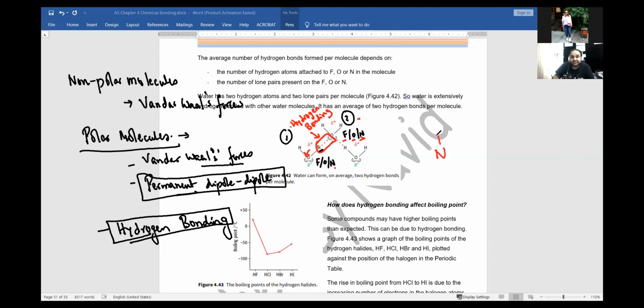Dative covalent bond happens within a molecule. This is an ammonia molecule. Ammonia has a lone pair of electrons. This lone pair of electrons is donated to a hydrogen ion. So this is happening within a molecule. And this is between the molecules. These are intermolecular. This is between molecules, and this is within a molecule.